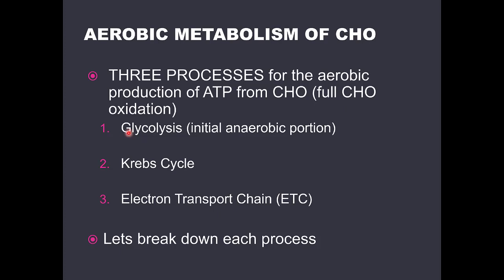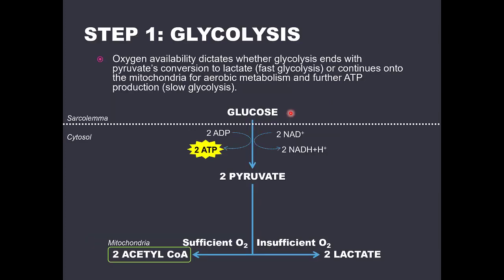So let's break this down even further. As you see in this figure, we have glucose entering the muscle cell, and we know it converts to glucose 6-phosphate, which is the starting point. From here to the 2 pyruvates, this is glycolysis. And again, it is the anaerobic portion of carbohydrate oxidation. This is step 1, as indicated in the previous slide. You get 2 to 3 ATP out of it and some NADH, which we will discuss later.